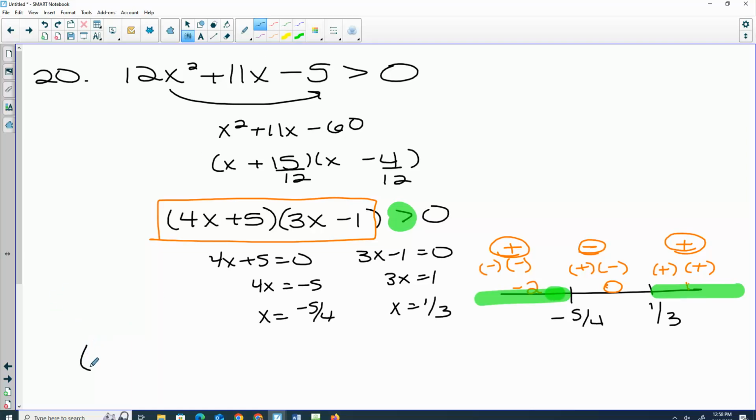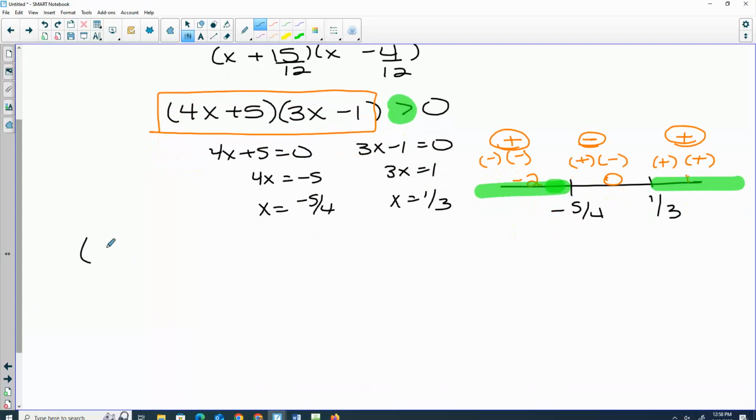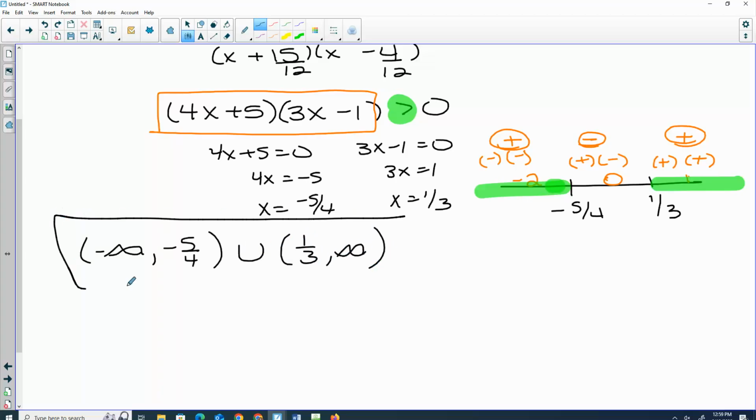You have to give me an interval at the end. So this would be negative infinity. How do I know if it's parenthesis or bracket? Right. Doesn't have an equal to, so parenthesis. Union 1/3 to infinity. And we didn't ask about 21. It's the same way. You could divide everything by 2 to start with to have some nicer numbers.